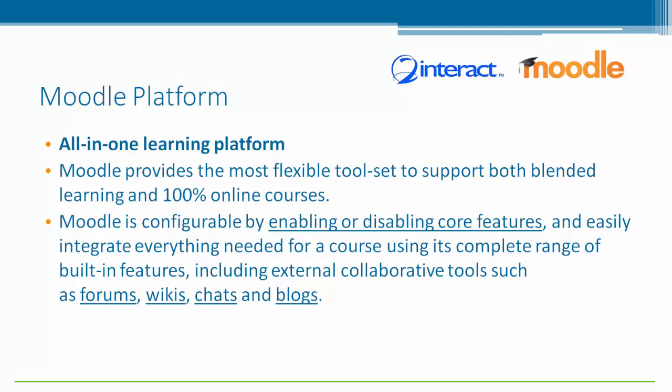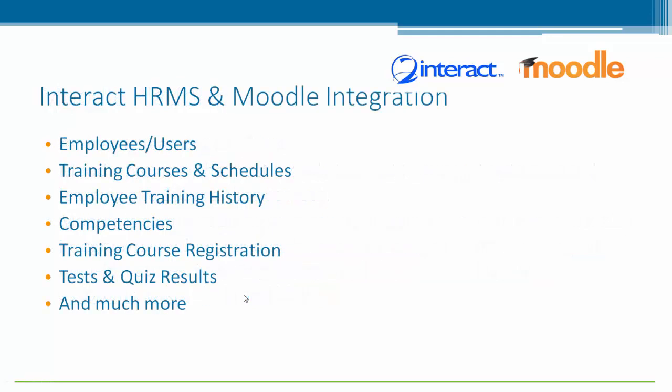Moodle, on the other hand, is not an HRMS, it's an all-in-one learning platform. Moodle provides a very flexible tool set that supports both blended learning and online courses. And Moodle is very configurable, just like Interact HRMS. You can turn features and modules on or off, and it can integrate easily with other systems. It also has a lot of collaborative tools, including forums, wikis, chats, and blogs. So you can imagine the power if you put these two together.